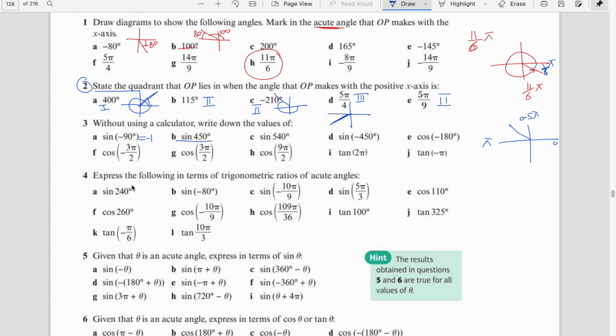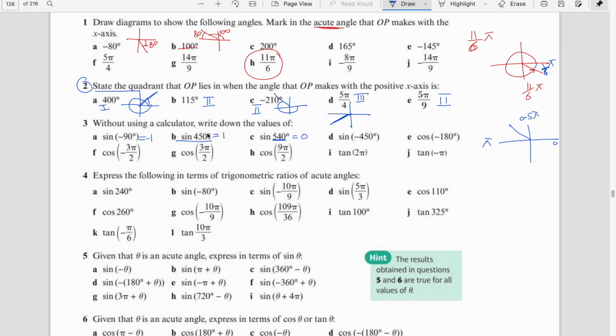Now this is sine 450. I should know the basic angle first. So I'm subtracting 360 and I'm getting 90 degrees. So that is equal to sine 90, which is 1. 540: now 540 minus 360 gives me 180, and sine 180 is 0. I'm answering this from the graph.